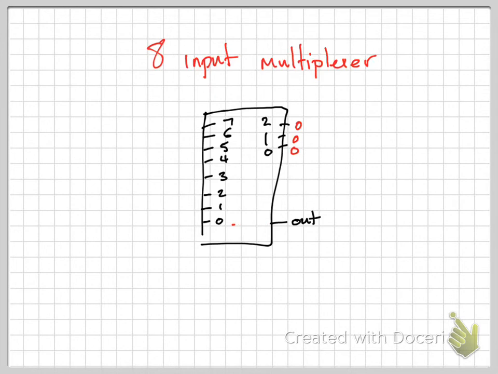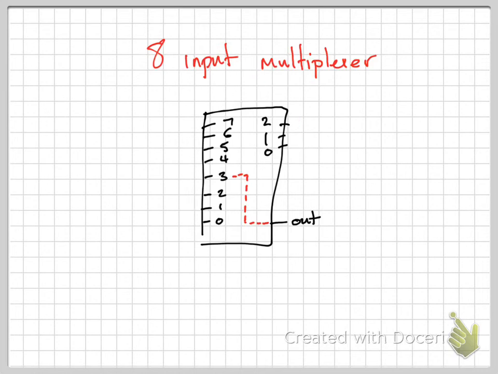If I go ahead and say, okay, let's address a different one. Let's say I want to have number 3 go to the output. What would I have to do? We'd have to say 0, 1, 1, and that's base 2, which is equal to 3, and so that says 3 goes to the output.